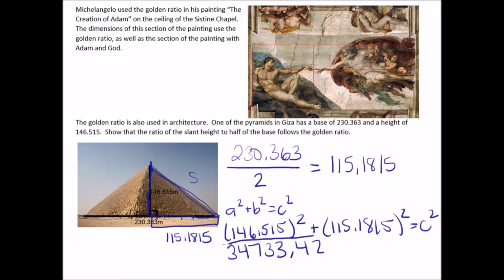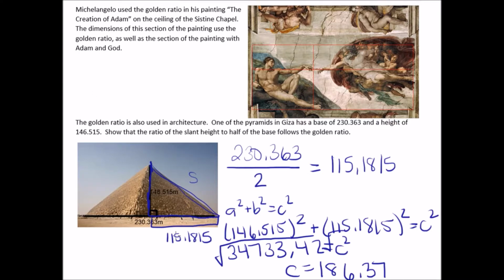34,733.42, and so on. And we're going to root that in order to find C. Okay? So, leaving that on my calculator, I get 186. Let's round up to 37. Okay, so I get a slant height being 186.37.